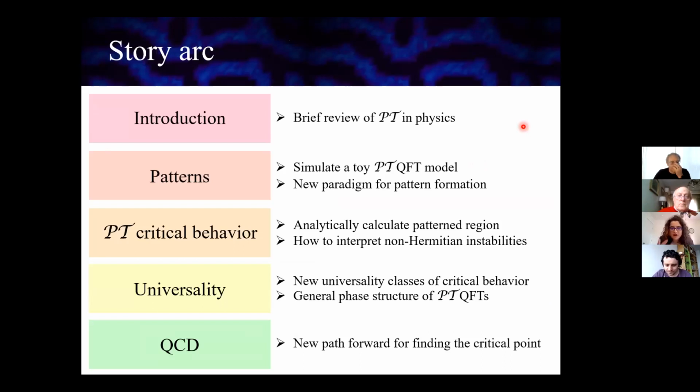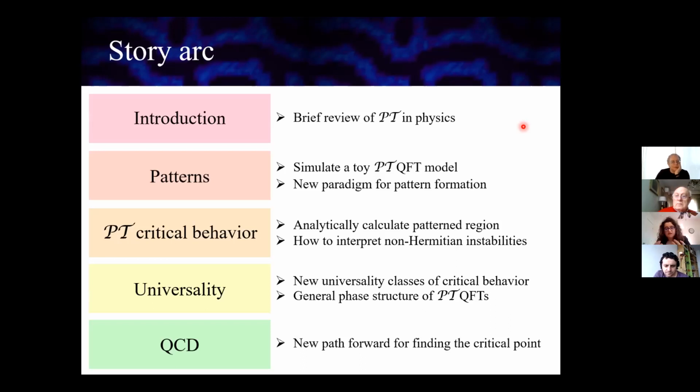Then we're going to be playing around with a simple, non-trivial PT symmetric quantum field theory and seeing if we can figure out what's going on. We're going to end up seeing these pattern-forming phases in the critical region, and we're going to want to get to the bottom of this. So we're going to do simulations first, then we're going to try to do analytics to figure out what's going on. We're going to figure out how to interpret non-Hermitian instabilities.